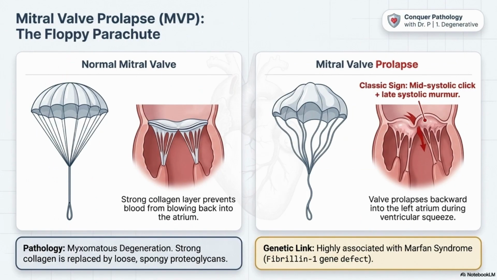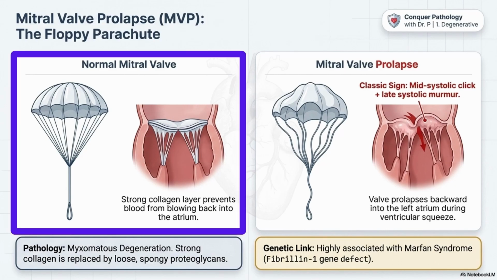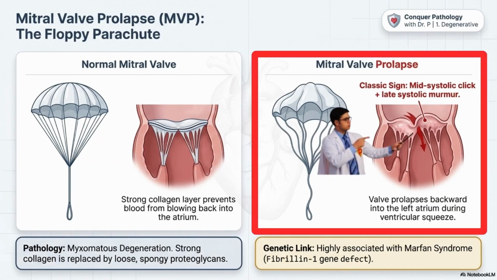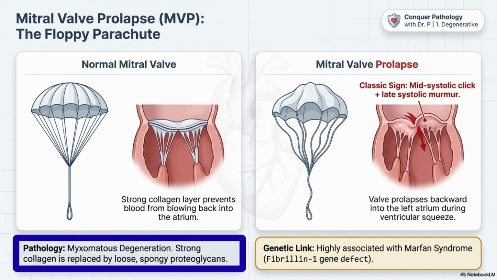Sticking with degenerative disease, let's look at mitral valve prolapse, or the floppy parachute. In a normal mitral valve, a strong collagen layer prevents blood from flowing back into the atrium during a contraction. In mitral valve prolapse, the valve prolapses backward into the left atrium during the ventricular squeeze. The pathology behind this is called myxomatous degeneration. The strong collagen is replaced by loose, spongy proteoglycans.